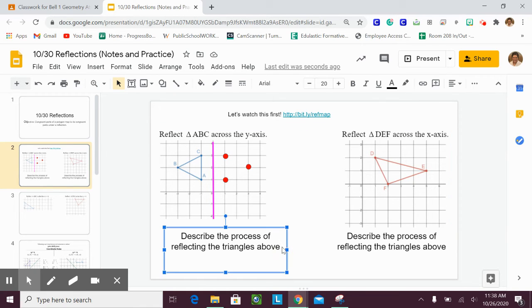So describe what we did down below. So we took the shapes, the letters, and figured out the distance from the purple line, and they went that same distance in the other direction.